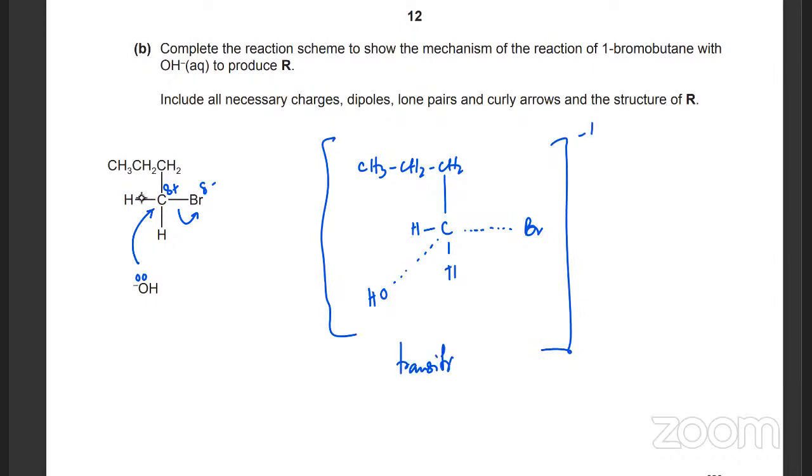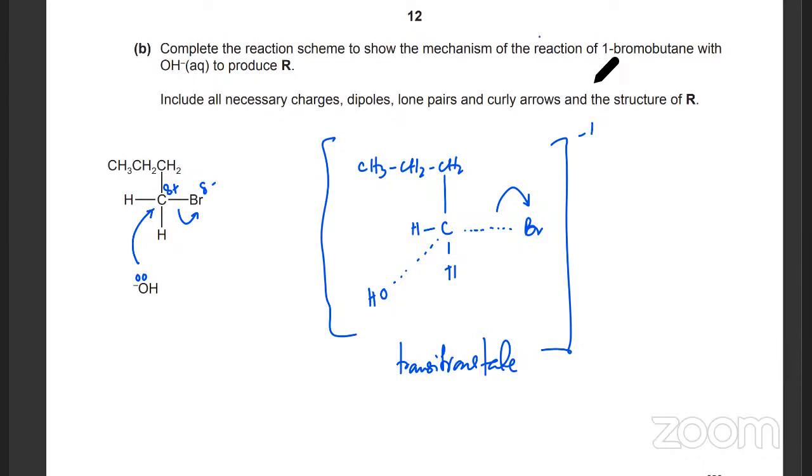Sir, for this one, should we show arrows like the OH coming in and the Br leaving? Or for the OH going in or the Br leaving, should we show arrows on the transition state? You have to show this arrow in the transition state. Okay. But I'm pretty sure that in the marking, they would just be interested in this one. Like, complete the reaction scheme to show the mechanism.